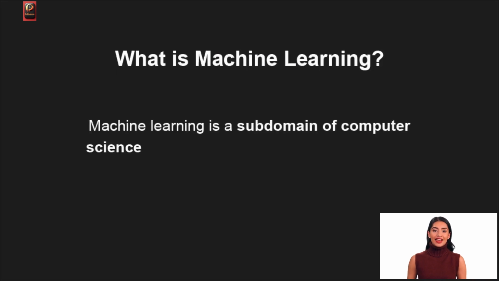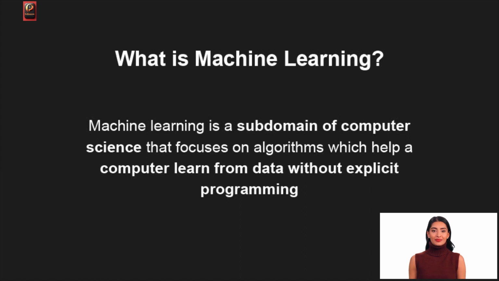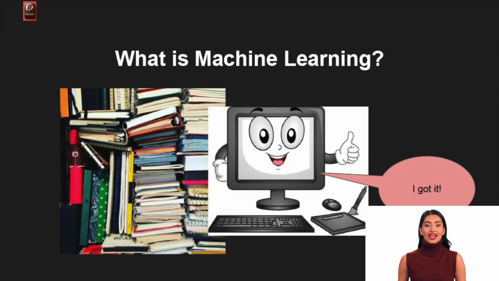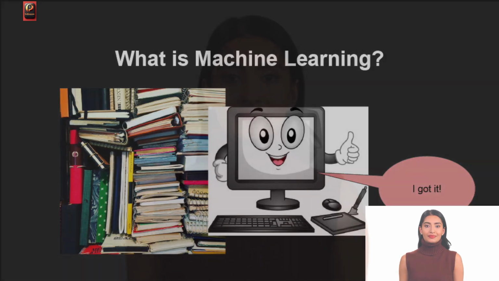Well, machine learning is a subdomain of computer science that focuses on algorithms which help a computer learn from data without explicit programming. So what that means is we want our computer to be able to go through a large data set and be able to find patterns in this data set by itself without us explicitly telling the computer.